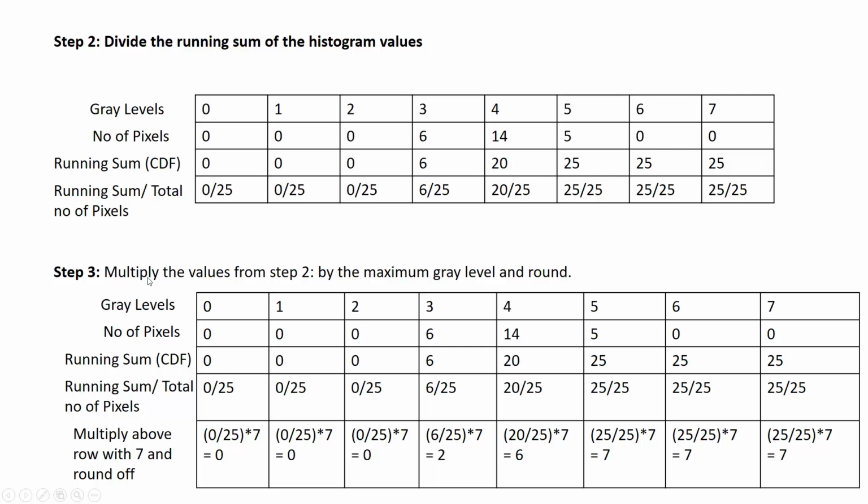Now in step number 3, multiply the values from step number 2 by the maximum gray level and round off. The maximum gray level is 7, so we are going to multiply these by 7 and take the value to the nearest integer. So 0 by 25 into 7 is 0, so these three values are 0. Now 6 by 25 into 7 is 42 divided by 25, which comes out to be 2 since we are rounding it off. Now 20 into 7 divided by 25 is 6. 25 by 25 into 7 is 7, again 7 and again 7.